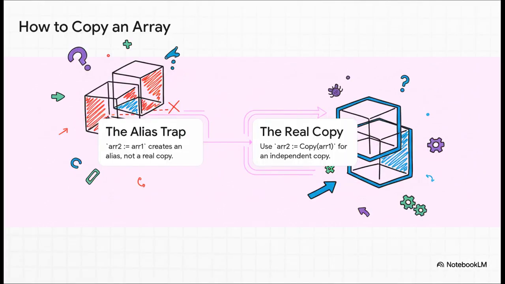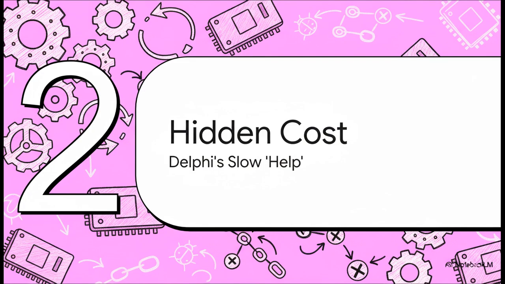So let's circle back to our original problem. How do you get out of that alias trap? How do you make a real, independent copy of a dynamic array? Well, you have to be explicit about it. And here, the copy function is your absolute best friend. It creates a brand new, unique block of memory and just copies everything over. Now AR1 and AR2 can finally go their separate ways. So we've seen how Delphi's automatic helpers can be a little tricky, but it gets deeper than that.